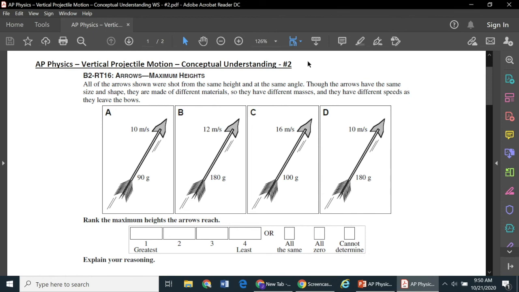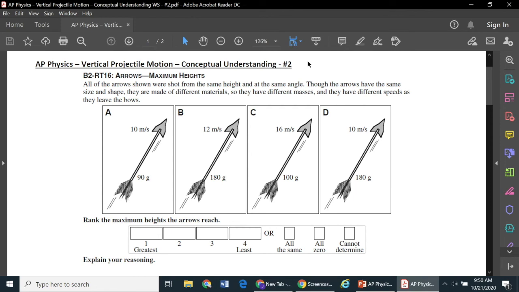And so, again, now that we are done with the graphs, the whole point of this is to get into how we can apply these proportional reasoning concepts to answer these questions. The first one I want you to look at is the first one on the sheet, B2RT16, arrows, maximum heights.